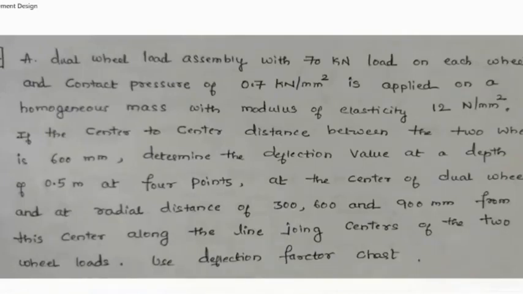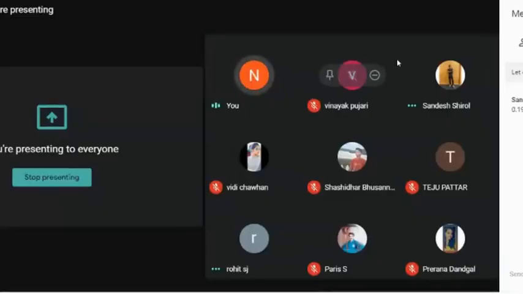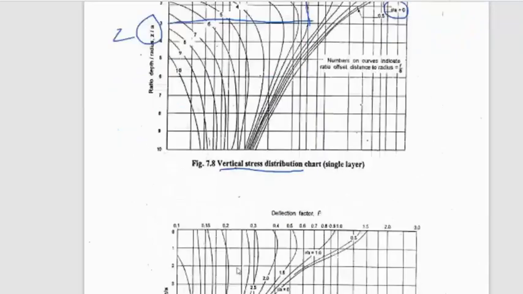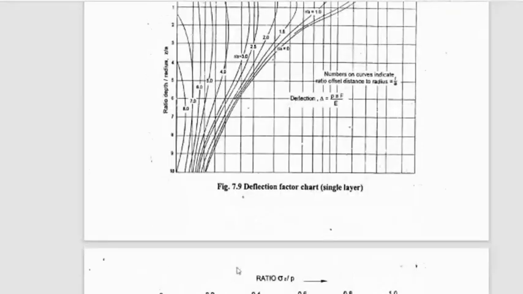So he is asking us to find not the stress, he is asking us to find the deflection factor. Delta is equal to p a F divided by E. Very good. p a by E into F, right? So that is the deflection formula which you will be using. That is also available in your deflection chart. This one is the vertical stress distribution chart. Whenever you are referring, you need to check what he has asked, whether the stress or deflection. Here it is clearly mentioned deflection chart.